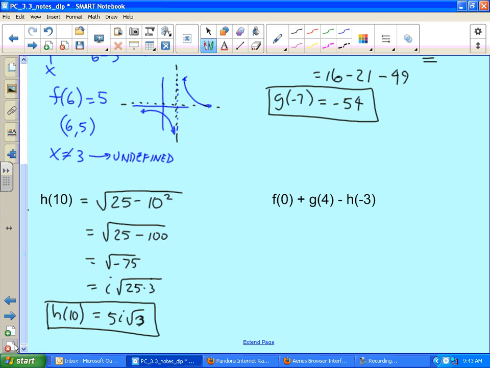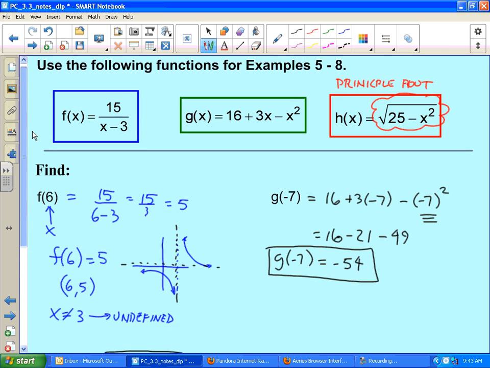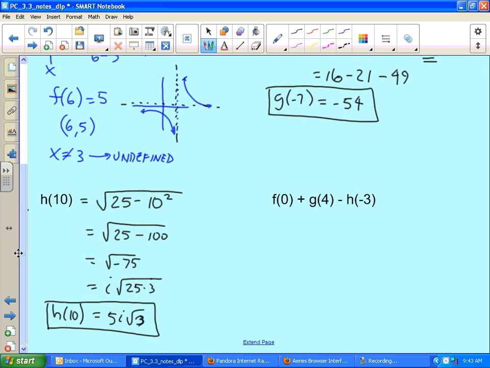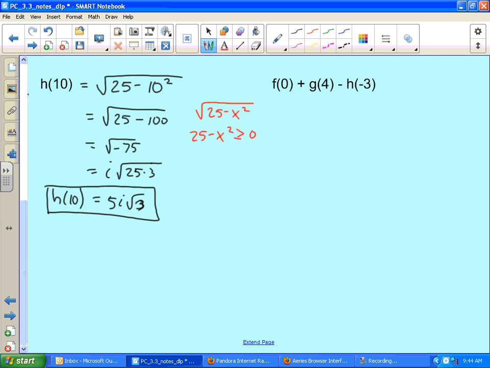Again, I can look at the function 25 minus x squared. And I know that 25 minus x squared has to be greater than or equal to 0. Otherwise, I get an imaginary thing in there. So if I solve this one for x, I get 25 is equal to x squared, which means x is equal to plus or minus 5.